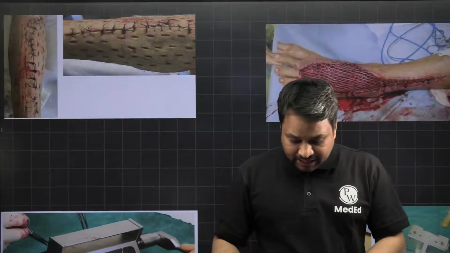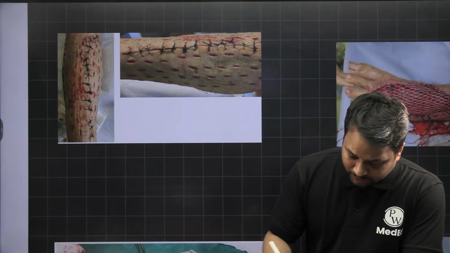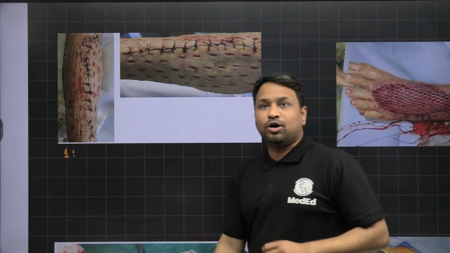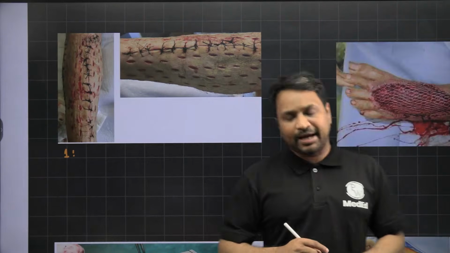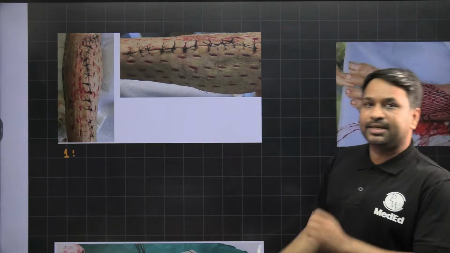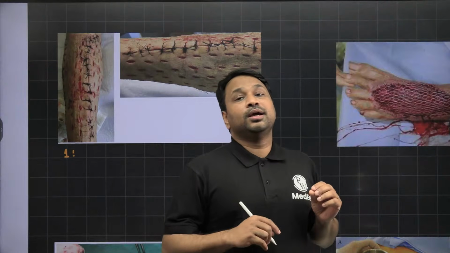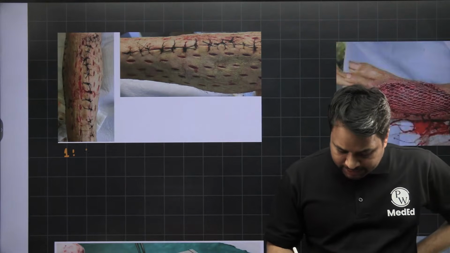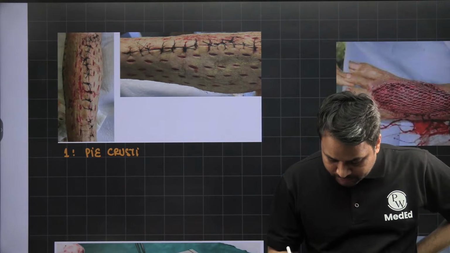Now, these are the images. There is a spotter for you. What is this image number 1? Is it pie crusting or skin meshing? Quick feedback. Pie crusting or skin meshing? What will you call this? The answer is pie crusting, right?